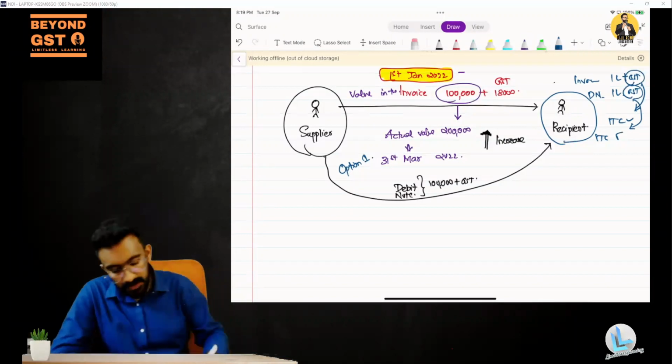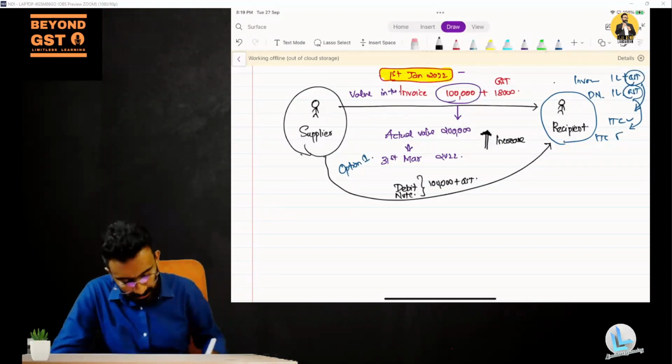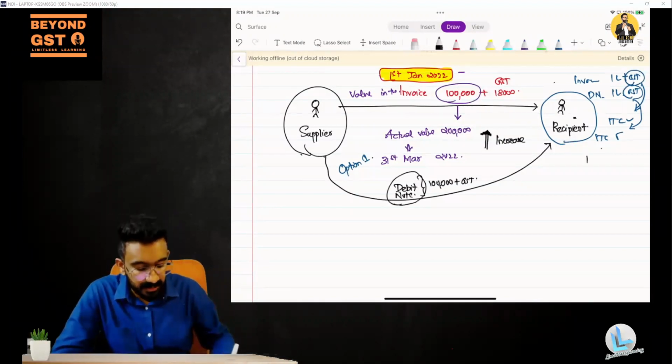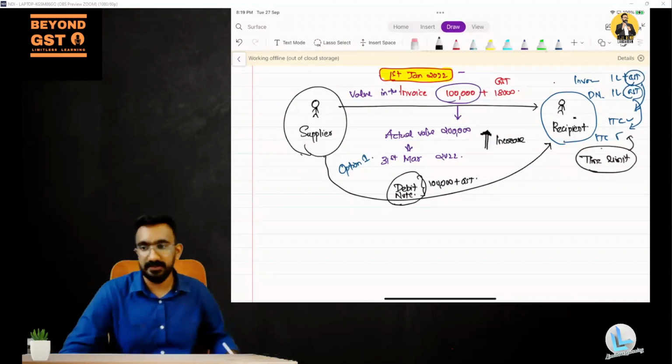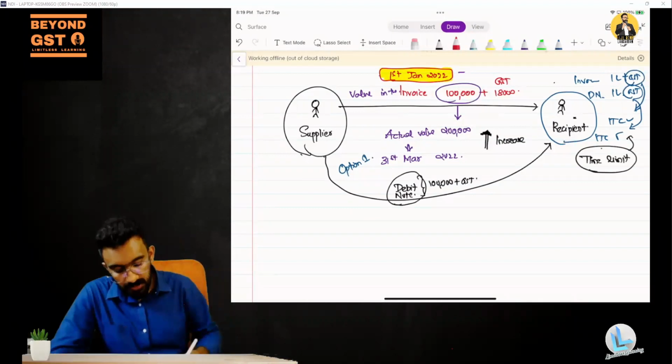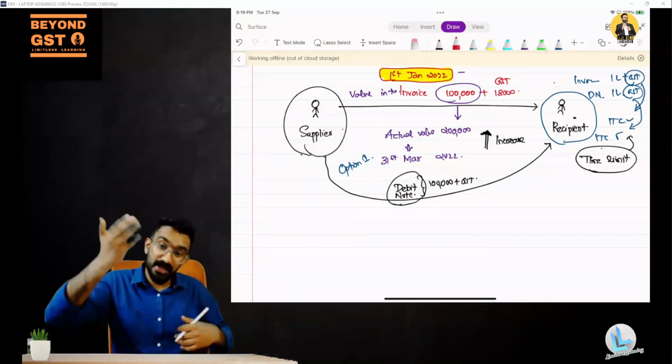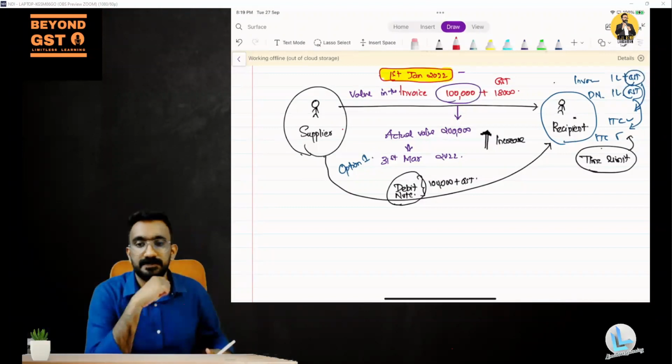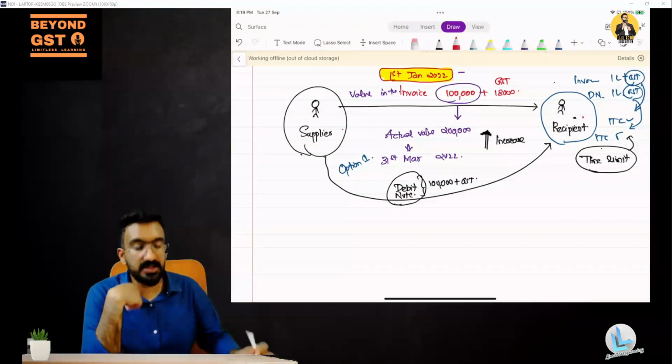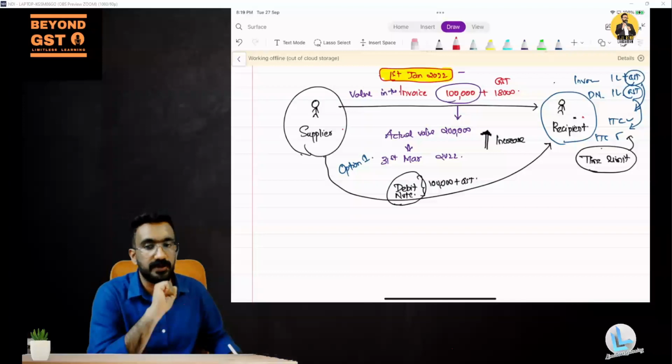Okay. So for the supplier, there is no time limit for a debit note as such, but for the recipient taking ITC, there is a time limit. That will act as a time limit. Now, when the supplier is issuing a debit note, the supplier will pay more taxes. So the government doesn't have any problem. You issue a debit note, and any debit note you issue, pay the taxes. But for the recipient, you have a deadline before which you have to take ITC.